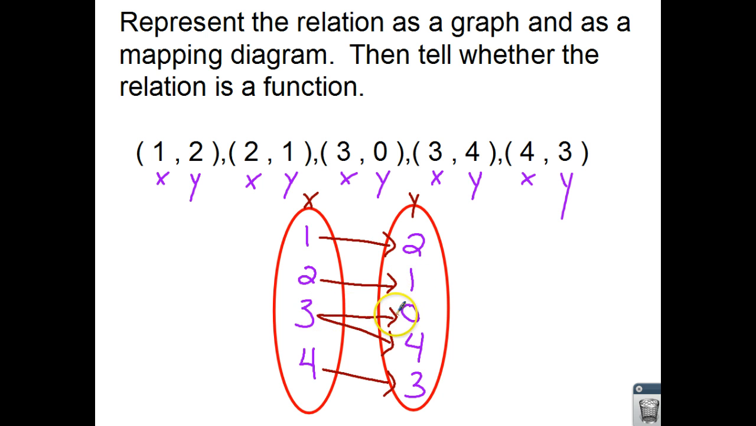And 3 has 2 different y values. So right there, since this x tells us that it's breaking our rule, it's breaking the function rule, this is not a function. And if we continued on, we can see that 4 had one output, which is 3, which was fine. But this is not a function. We can go ahead and graph them. (1, 2), (2, 1). I'm just going to memorize a couple here. So (1, 2), (2, 1).